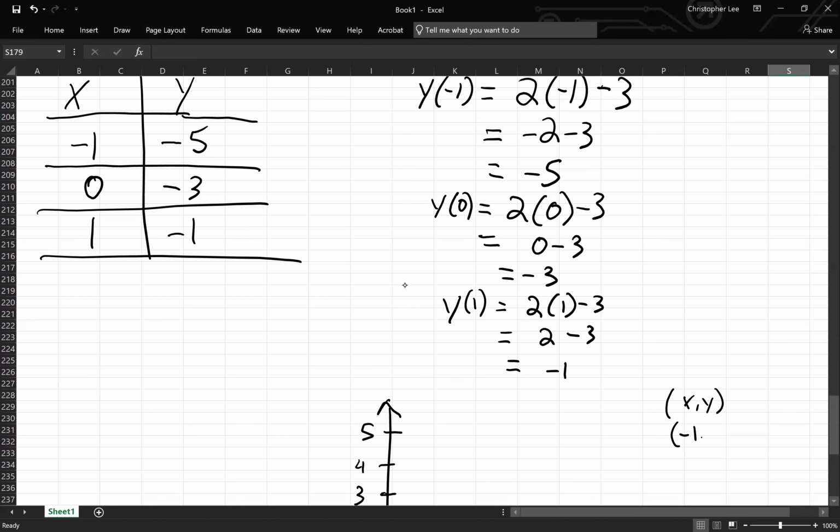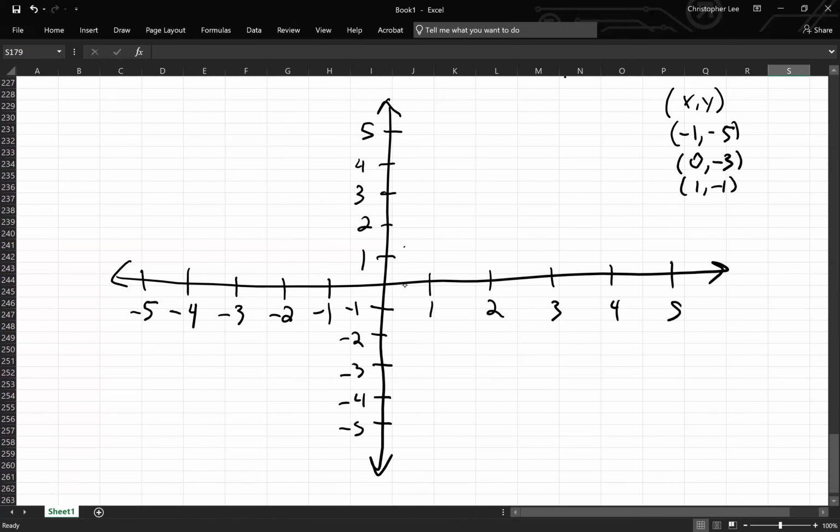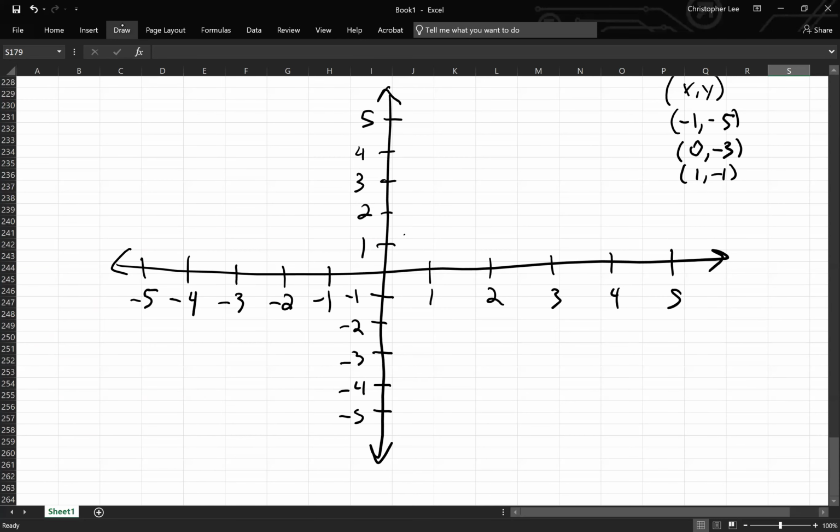So I have -1, -5, right? I'm just copying from the list right here on the corner. I have 0, comma, -3, and then I have 1, comma, -1. That's it. And what I want to do, I just want to plot these points on the graph. That's it.